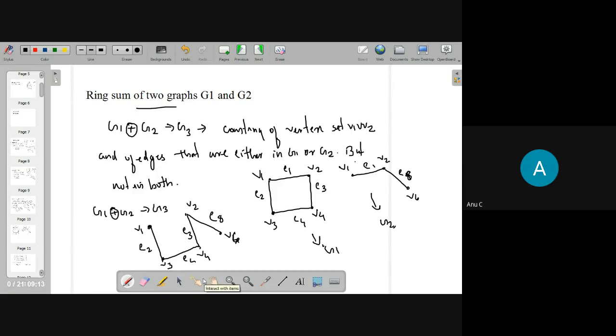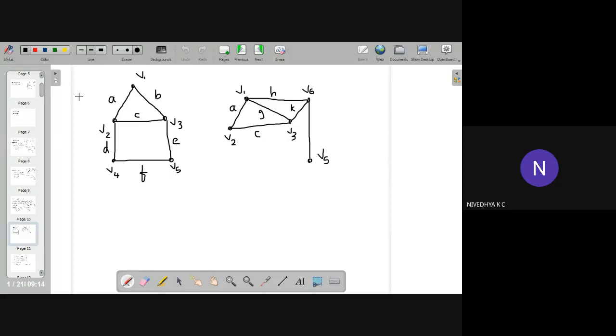Is it clear? The next one, draw this graph. This one G1 and this one G2. Then perform G1 union G2. The second one, G1 intersection G2. And third one, G1 ring sum of G2.